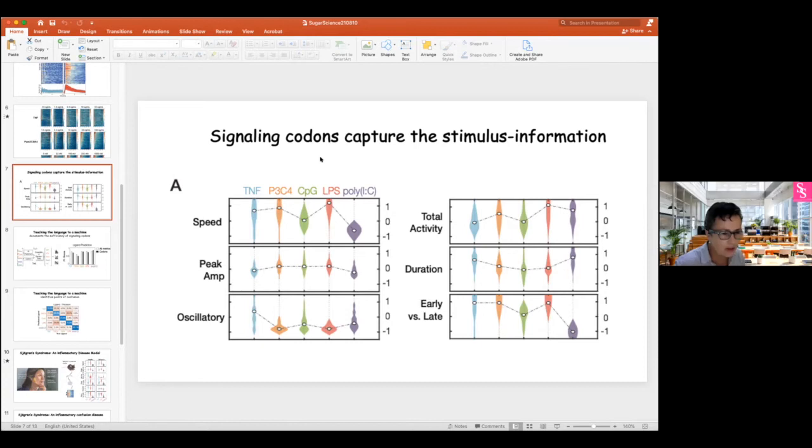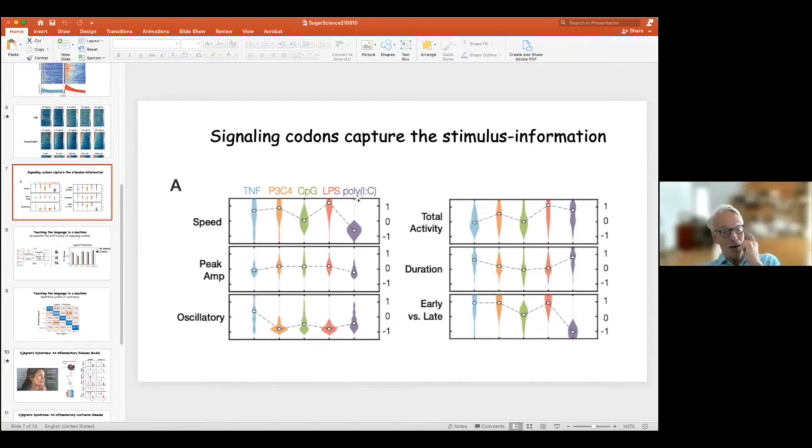Now, just for a second, I'm pretty familiar with TNF, CpG, LPS, but what is P3C4 and poly-IC? Yeah, what are those? Sorry. Poly-IC is a compound that is analogous to, or is used in place of, a single-stranded RNA virus.